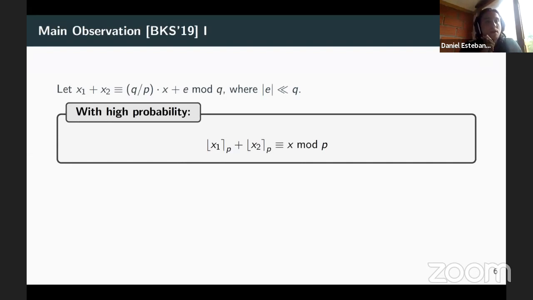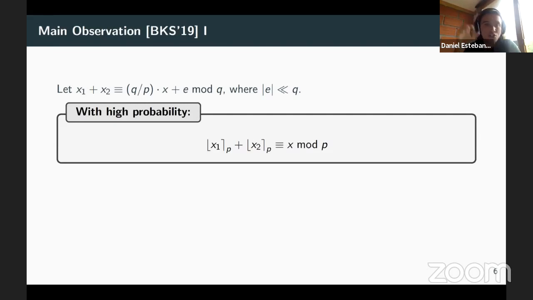Okay, so our starting point is this observation of Boyle et al. in Eurocrypt 2019 that says the following. If you have x1 plus x2 that are random values, such that when you add them, you get Q divided by P times X plus some small error. So think of this as additive shares of Q divided by P times X. I think Alice has x1, Bob has x2, and they have shares of this value. But they are a bit noisy. So they are not quite shares of Q divided by P times X, but shares of that plus E.